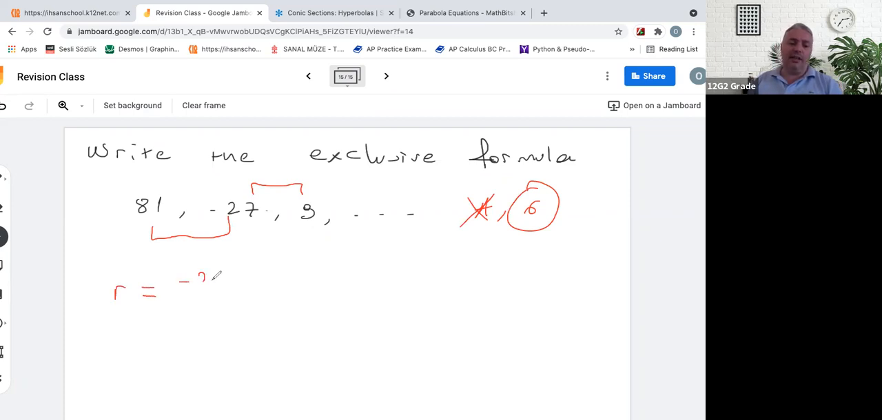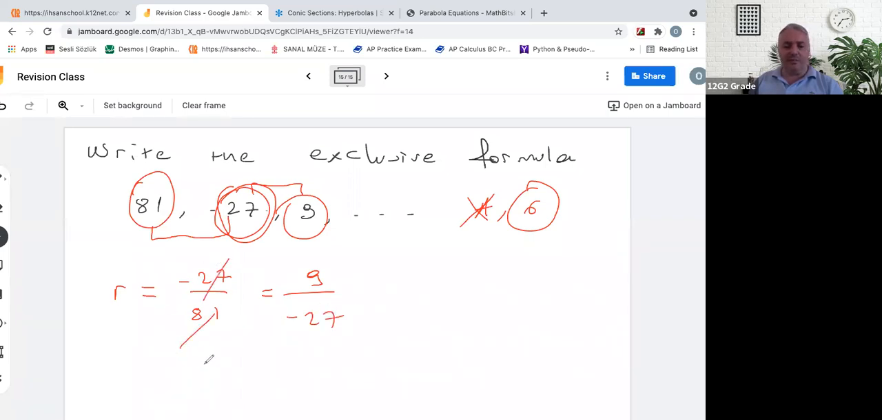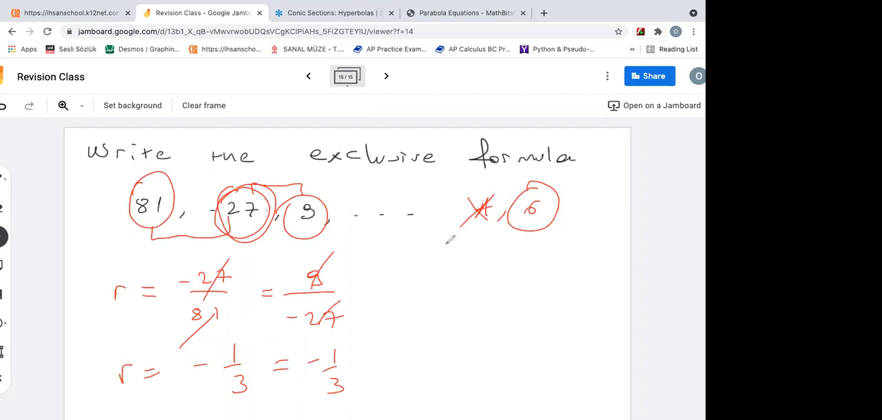What is the geometric ratio R? Negative 27 divided by 81, so A2 divided by A1. A3 divided by A2, 9 divided by negative 27. So what is this? Negative 1 over 3. What is this? Negative 1 over 3. Yes, R is equal to negative 1 over 3. Is this okay? Yes. So this is geometric.